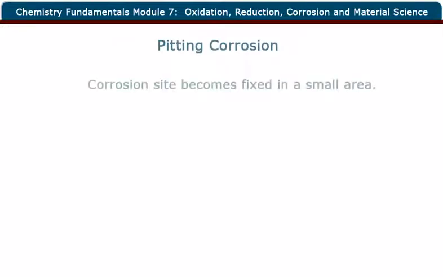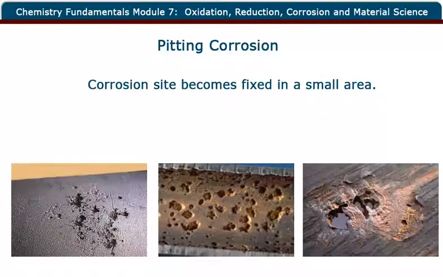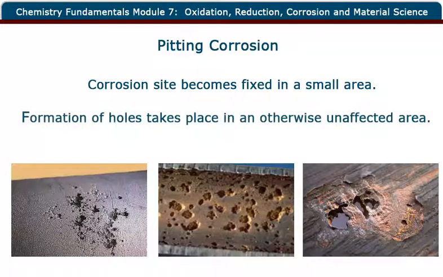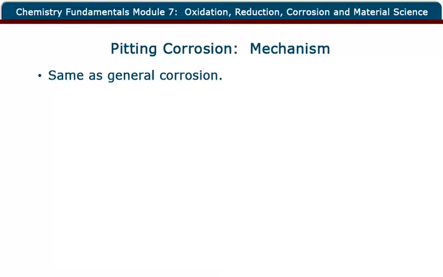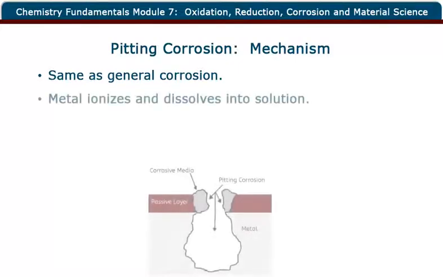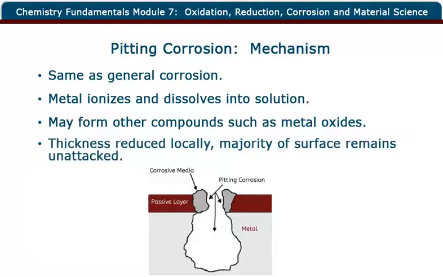Pitting corrosion occurs when the corrosion site becomes fixed in a small area. The formation of holes, or pits, takes place in an otherwise unaffected area. The mechanism that causes pitting corrosion is the same as that for general corrosion. The metal ionizes and dissolves into solution. Other compounds may be formed, such as metal oxides. The thickness of the metal is reduced locally, but the majority of the surface remains unattacked.